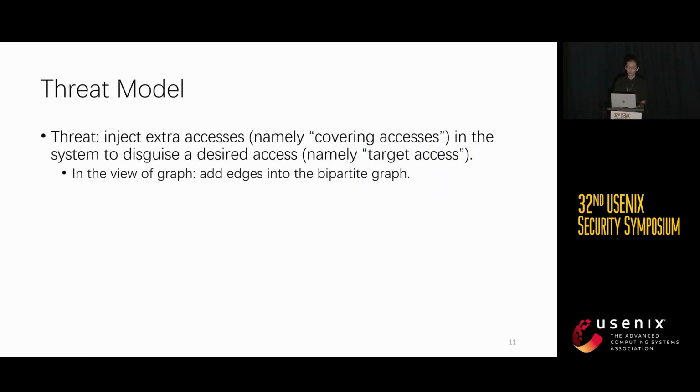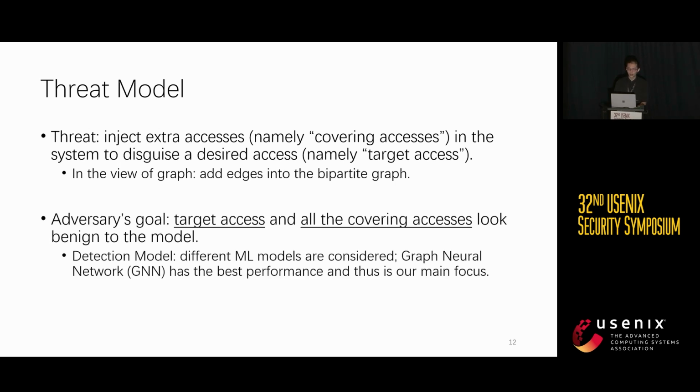To formalize our threat model, we, as the adversary, would like to make a desired access in the system, and we call it the target access. In order to do that, we hope that our target access will not be detected. So we will add other accesses, which we call the covering accesses, to disguise our target access. Our final goal is that both the target access and all the covering accesses should bypass the detection. So this means that we also need to ensure the stealthiness of the perturbation that we inject. Here we mainly focus on graph neural networks because they are shown to have the best detection performance, but we will also consider other machine learning models in our experiments.